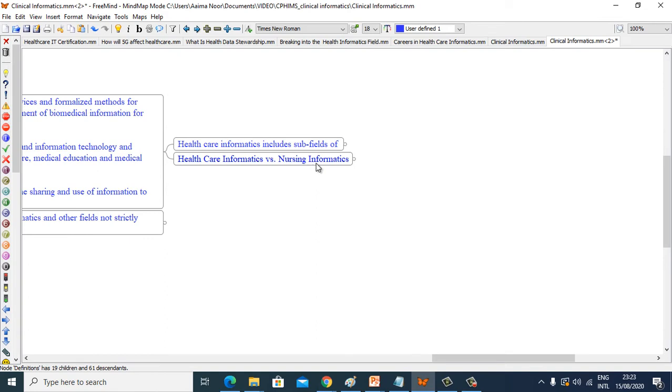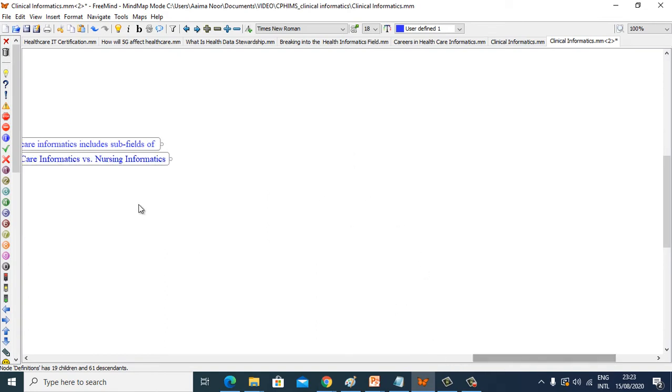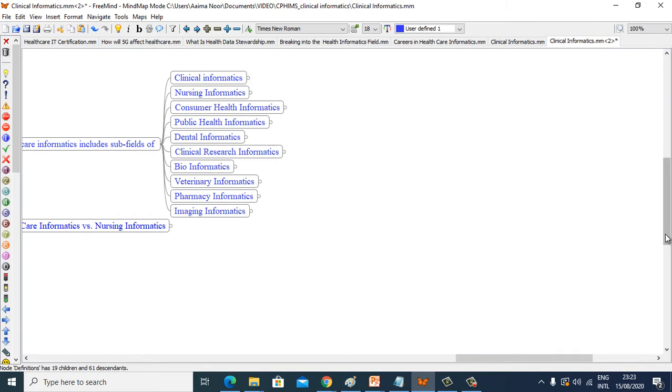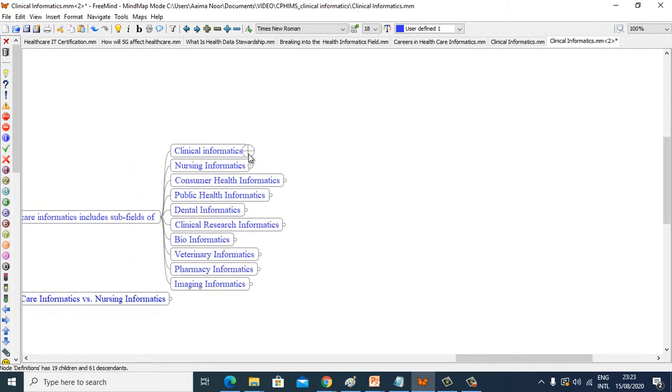Healthcare informatics includes subfields of clinical informatics, nursing informatics, consumer health informatics, public health informatics, dental informatics, clinical research informatics, bioinformatics, veterinary informatics, pharmacy informatics, and imaging informatics.